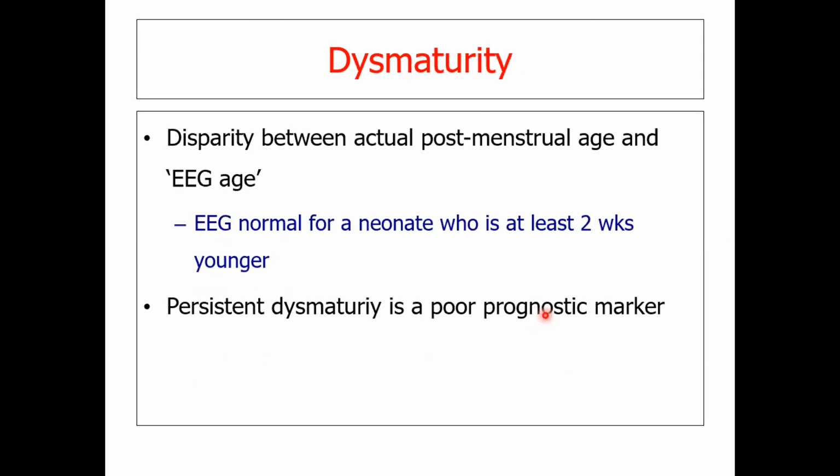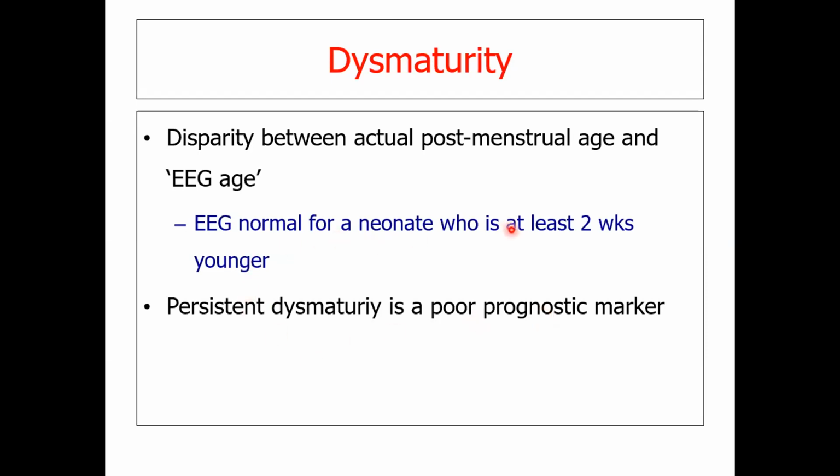A term which is commonly used in EEGs, maybe more often than required, is dysmaturity. However, the textbook definition of dysmaturity is a disparity between the actual postmenstrual age and the EEG age. For example, if an EEG of a newborn is suggestive of an age of 30 weeks, but the baby is actually 34 weeks and the EEG has been read properly, then definitely it is a dysmature EEG.